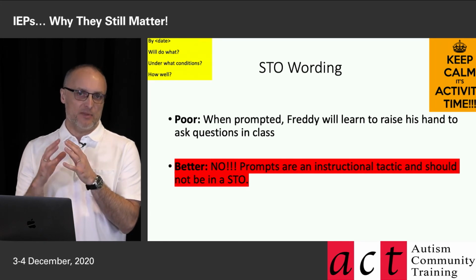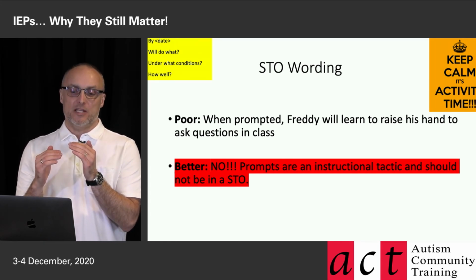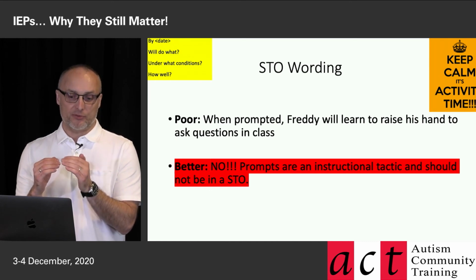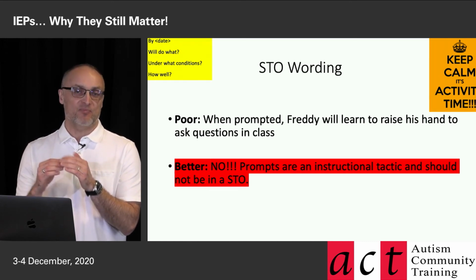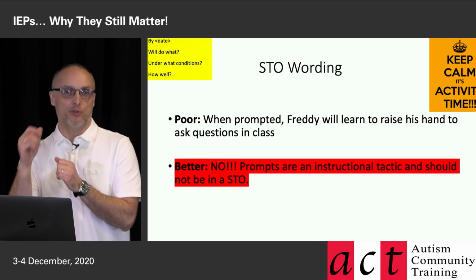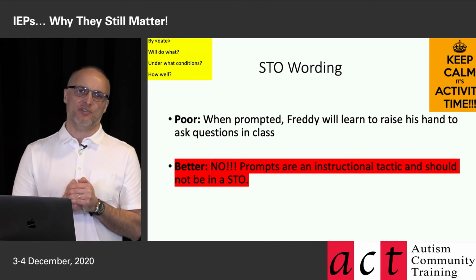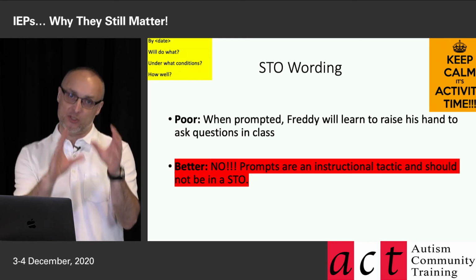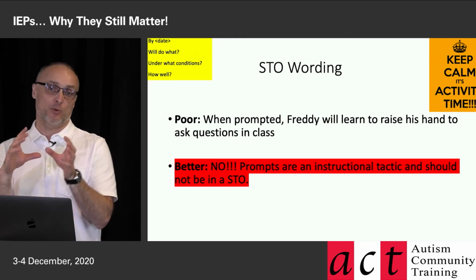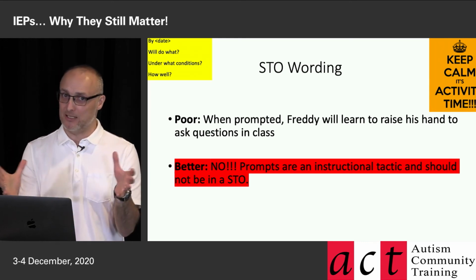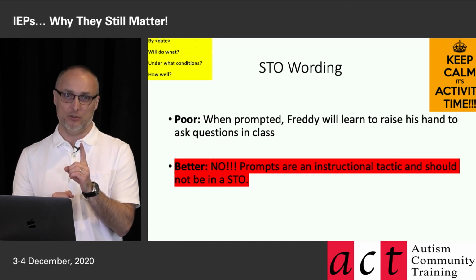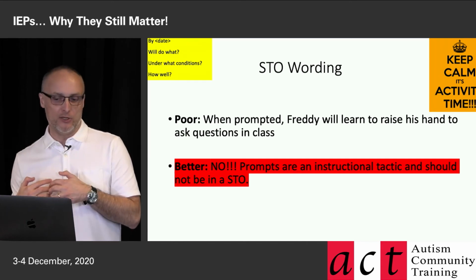In most cases, I'd be advocating for he may need prompts initially, but the goal is for him to learn to ask questions in class. In the tactics, we will use prompting and prompt fading, so eventually he does not require the prompt, as opposed to saying, well, we'll have one short-term objective where he can do it with prompts, and then we'll have another objective where he can do it without prompts. Just keep it simple, keep it lean and mean. One objective, what he's going to do, and the tactics are what we do.